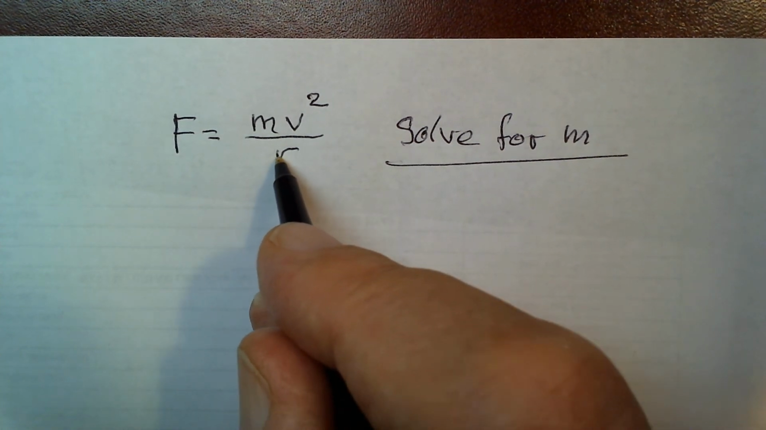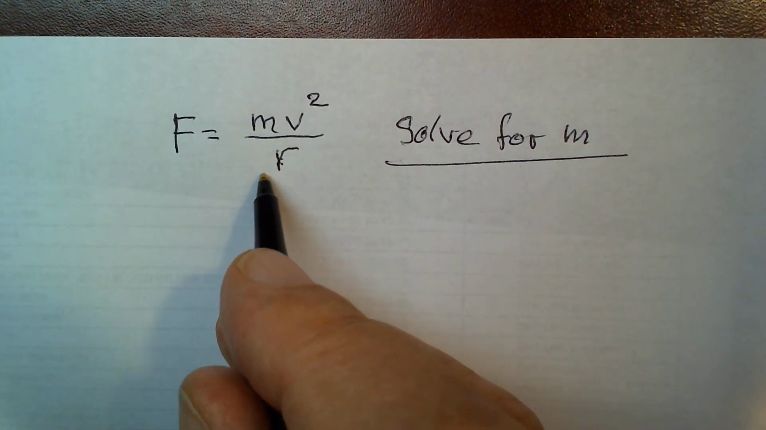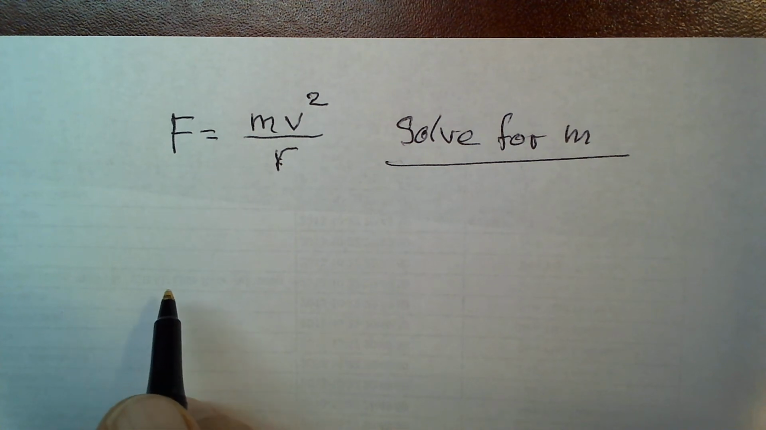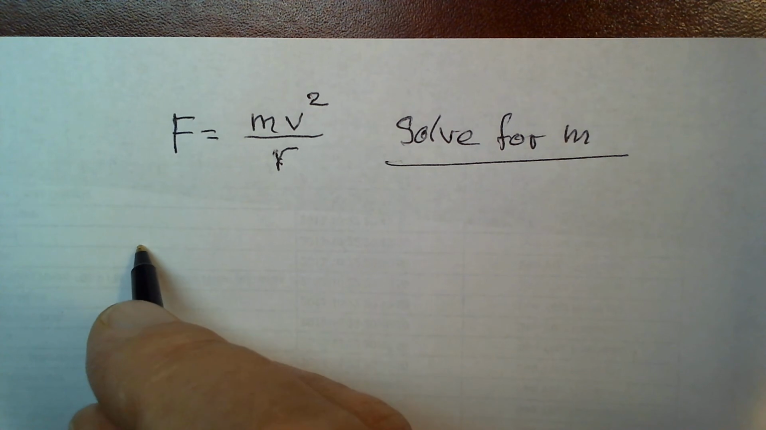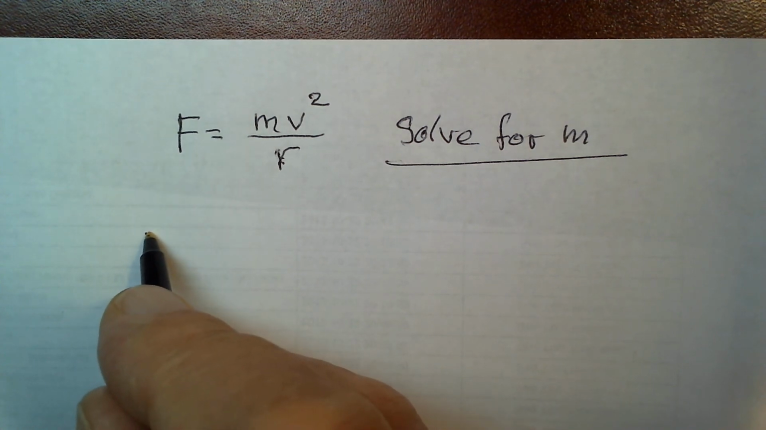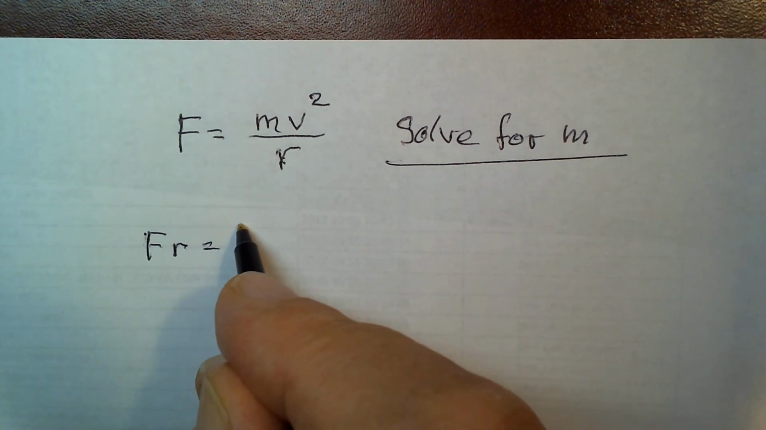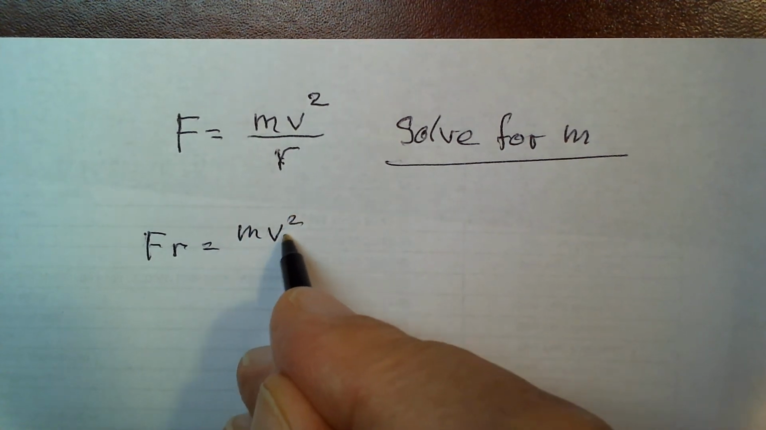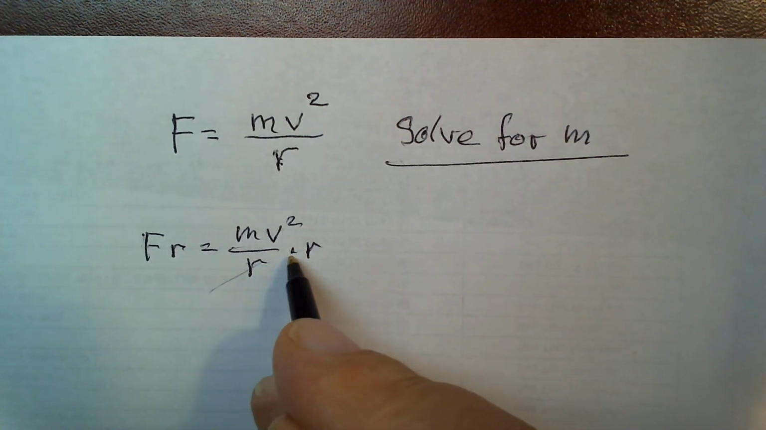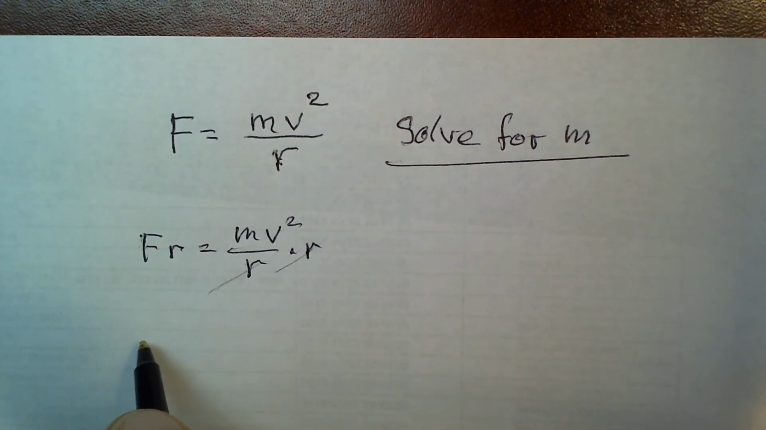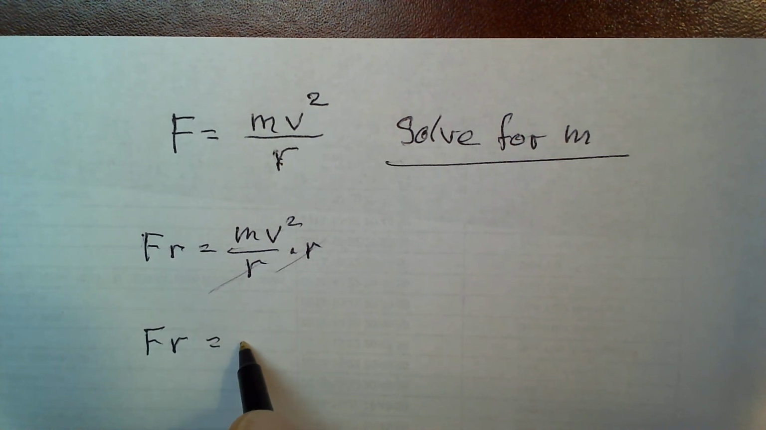So remember, we need to clear the fractions. So that means we need to multiply both sides of the equation by r, because r is in the denominator. So we multiply on the left side F times r, and on the right side we have mv squared divided by r times r. So on the right side the r's cancel. So we have Fr equals mv squared.